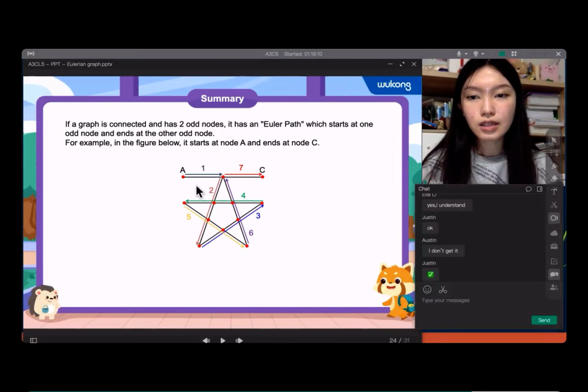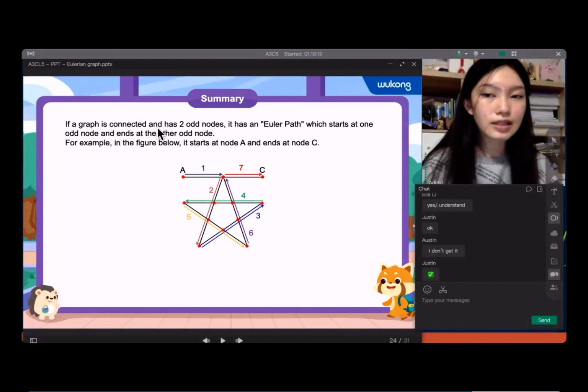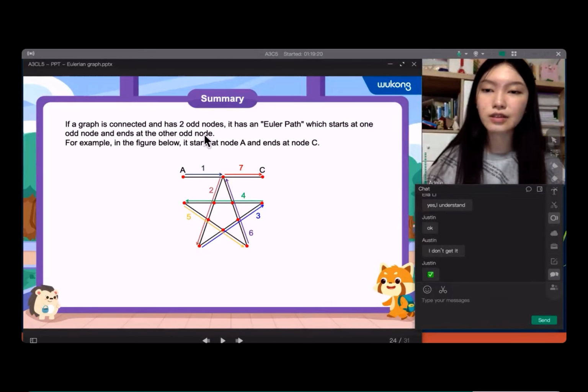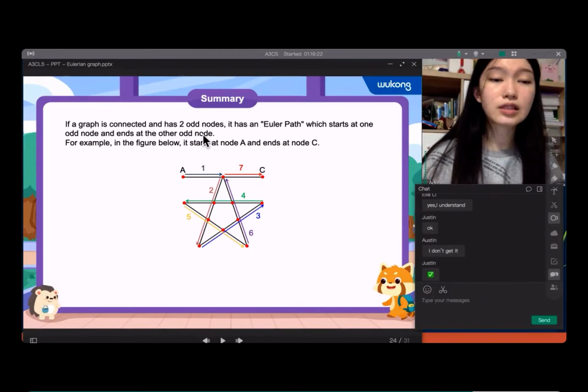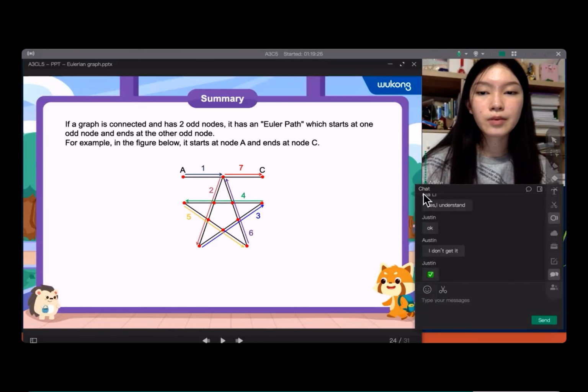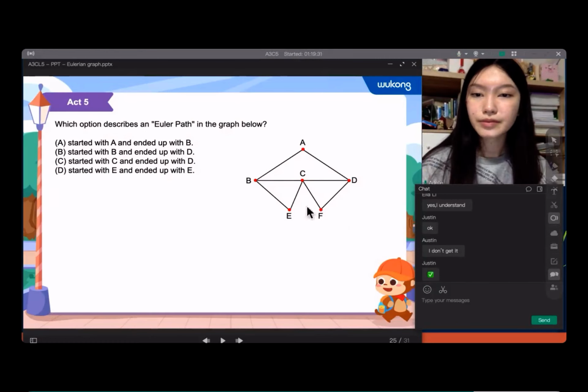Now, if a graph is connected and has 2 odd nodes, it has an Euler path which starts at one odd node and ends at the other odd node. Okay, they start and end at different points. That is very important for you to remember. So in this figure below, it can start with A and end with C, or the other way around.